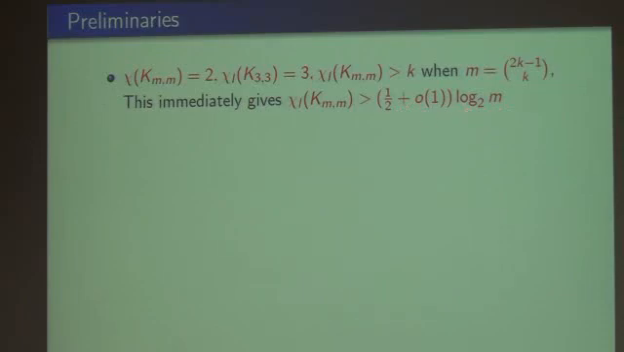Okay, but the question is, can we do better? Well, by a probabilistic argument, we can show that chi L of K_{m,m} is upper bounded by log m, while the lower bound is half log m. So where does the truth lie?